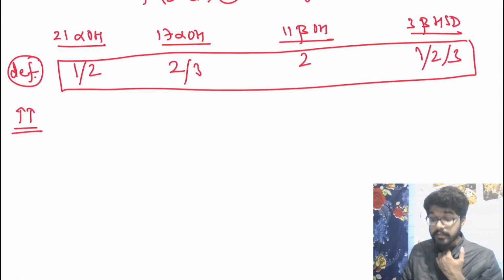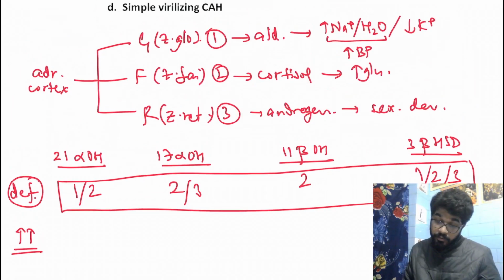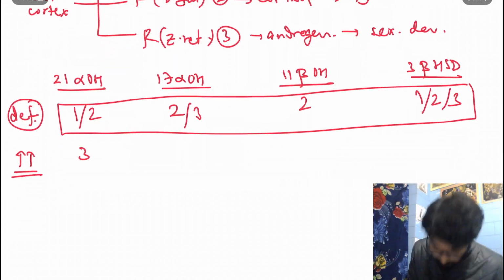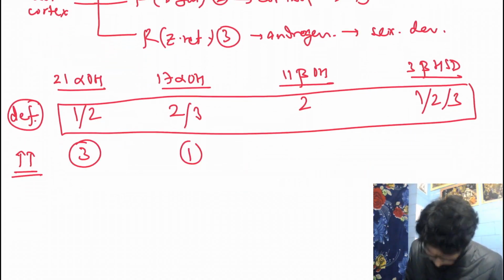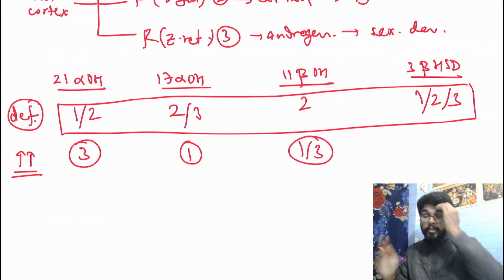1 and 2, that is aldosterone and cortisol, that is zona glomerulosa and fasciculata, are atrophied. So there would be hyperplasia of the third part, that is zona reticularis. So 3 will be present in excess. Over here 1 will be present in excess. Here both 1 and 3 will be in excess. Over here 1, 2 and 3 all are gone.